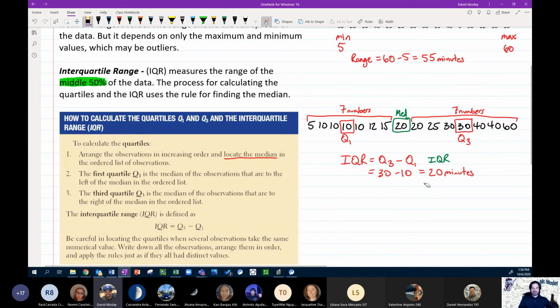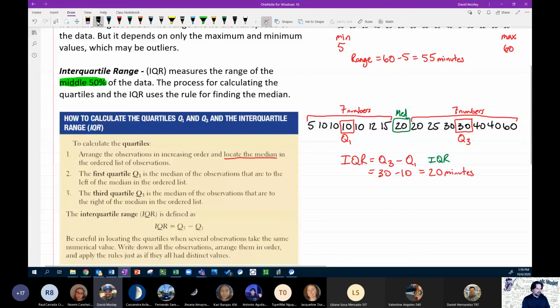So when we compare, the range is 55 minutes, but that middle 50%, they're all within 20 minutes. So the range for the middle 50% doesn't seem quite as big, and it shouldn't be. There are cases where your IQR and your range are going to be really close. Those are data sets that are most likely going to be symmetric, and they're not very spread out.